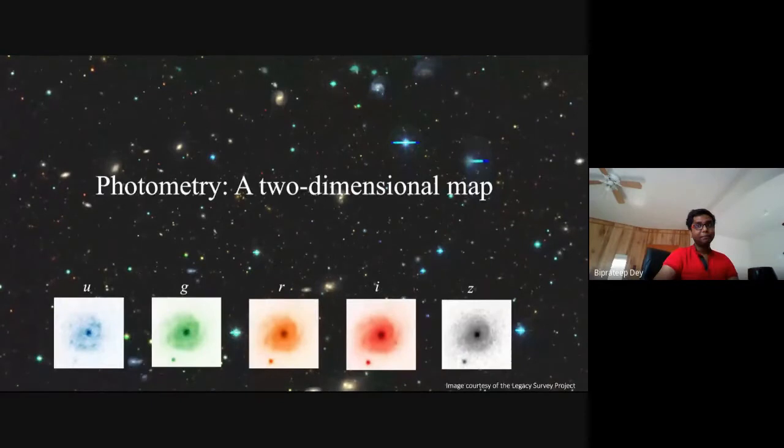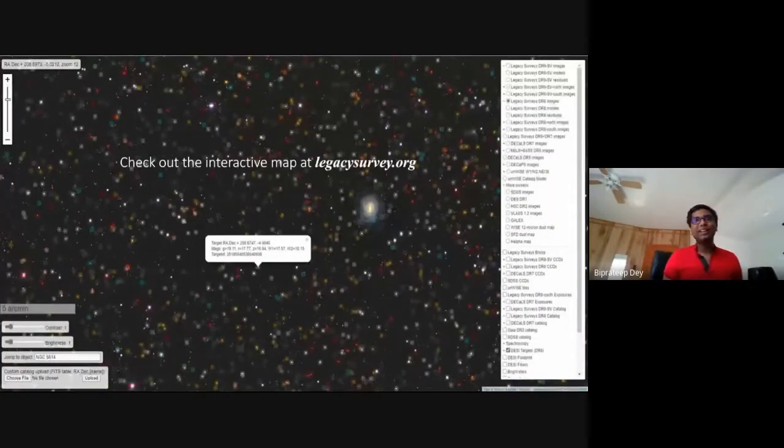Recently, a survey called Legacy Survey was conducted, which made the largest ever two-dimensional map of the universe. And they have a really cool interface where you can just treat it as Google Earth, but the universal version, where you can just roam around the whole sky and look at different galaxies and all. It's an interactive map, and you can check it out at legacysurvey.org.